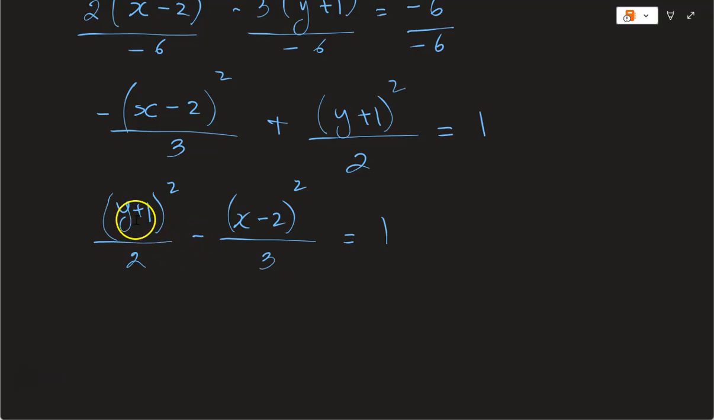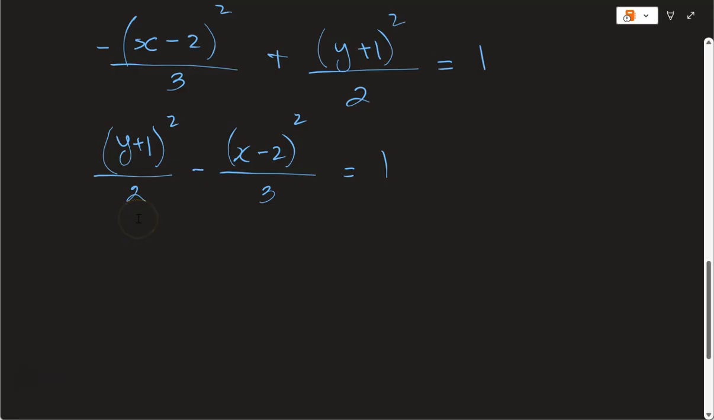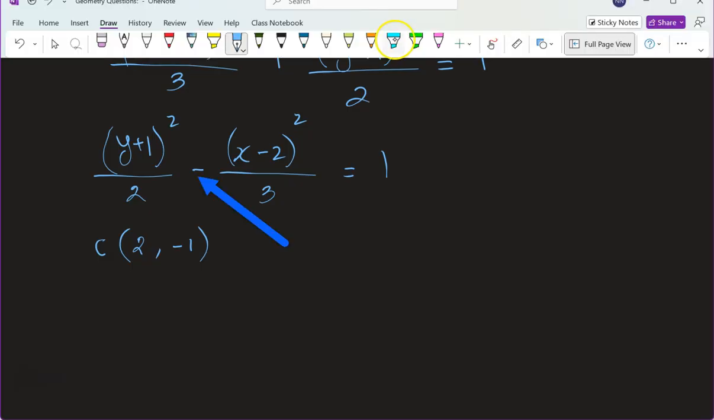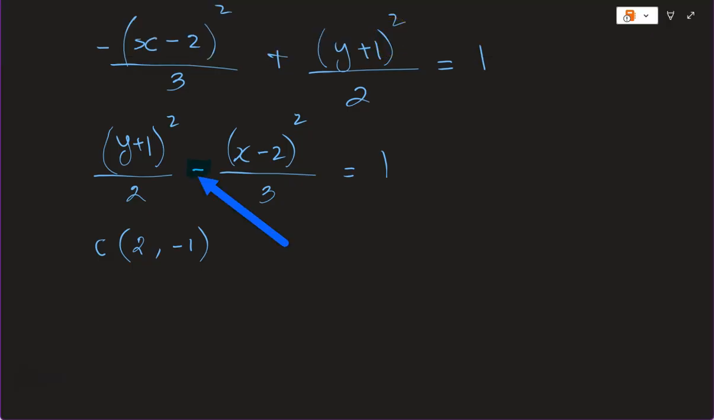So in this case, let's go ahead and write up what it is that we do have. The center is, now center in here, x first, right? So that would be 2 and -1, because of y plus 1 and x minus 2. That's the center of the hyperbola. We know that it's a hyperbola because of this negative right here. All right, so that's the hyperbola.